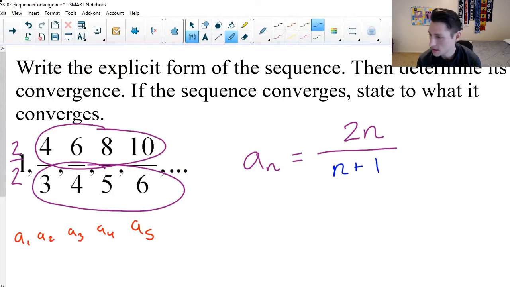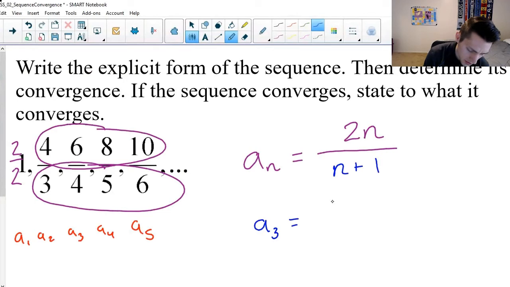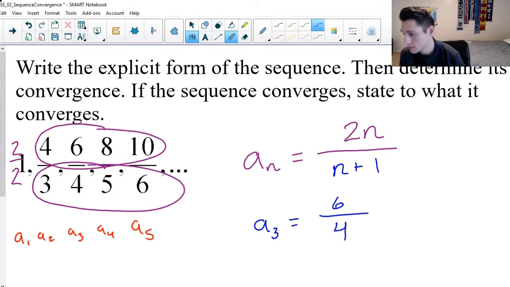Okay. Yeah, and then double check. It does work for everything else. So you can do all of them. You can pick a couple, whatever. But for example, like A3, 2 times 3 is 6 in the numerator. 3 plus 1, 4 in the denominator.